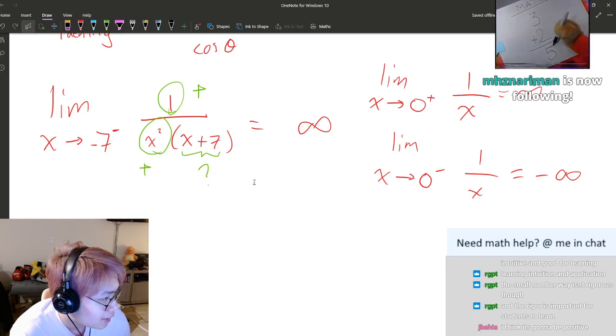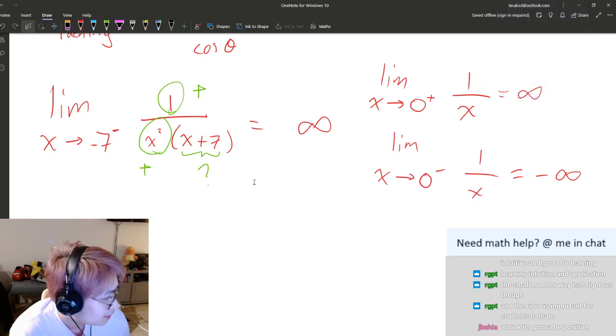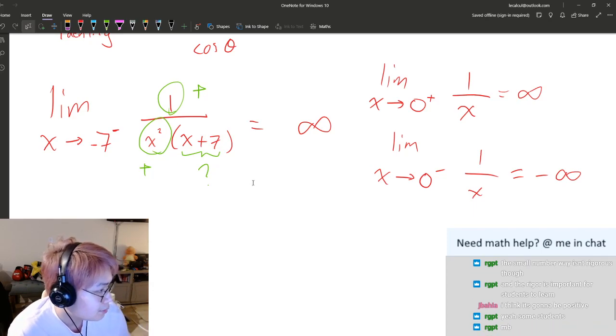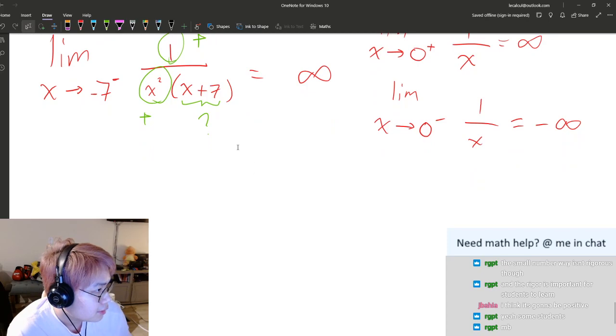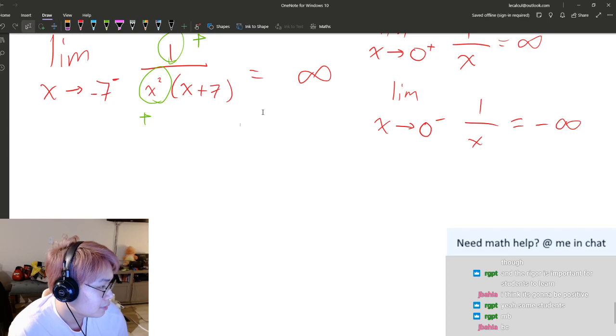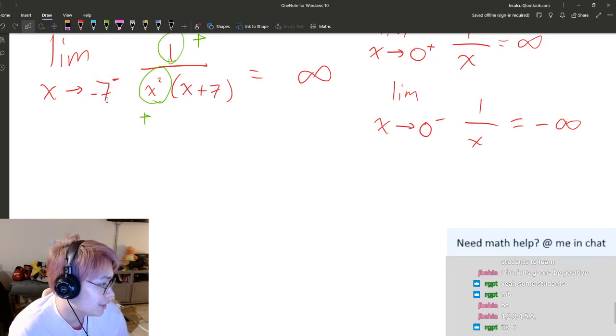MHZ Nariman, thanks. You think it's going to be positive. Okay, so why do you think it's going to be positive? Do you know what numbers are on the left side of negative 7? And do you know what happens if you add those numbers to 7? What the result would be? This is to the left of negative 7. Remember, we're doing negative 7.